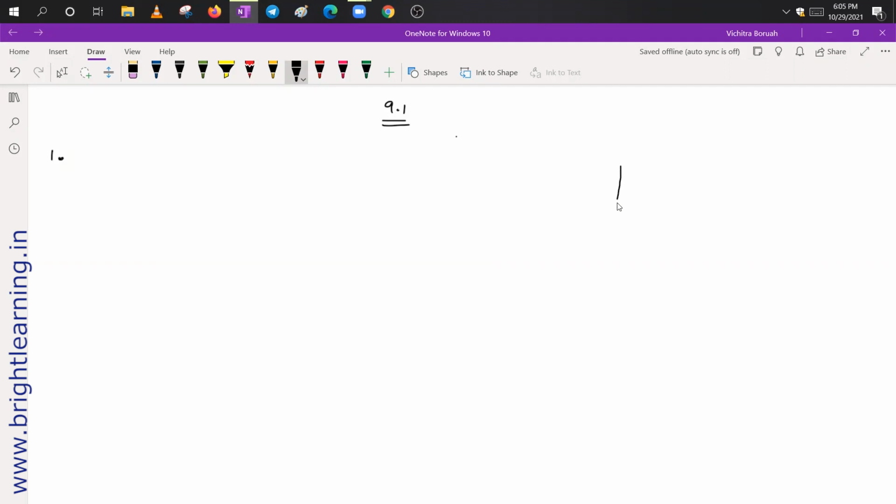So suppose this is a vertical pole, AB. And the top of this pole is tied to the ground with the help of a rope. Suppose AC is the rope, and the length of this rope is given in the question, which is 20 meters.